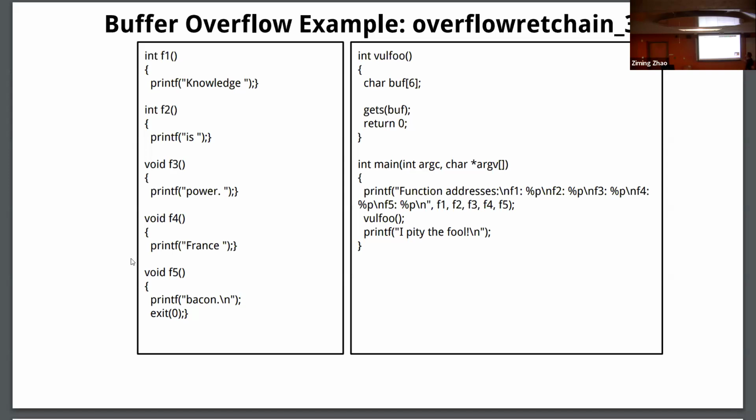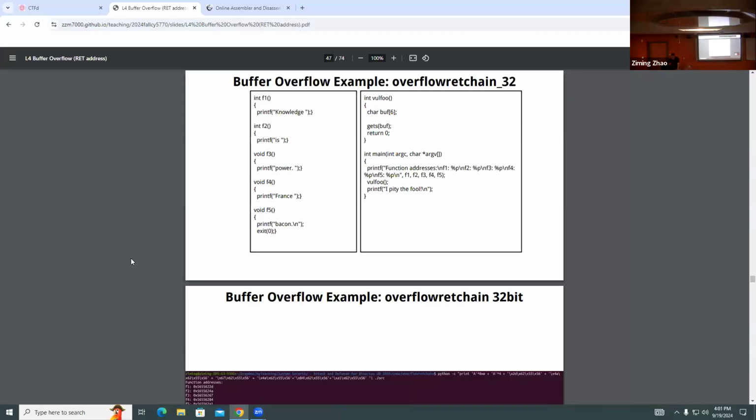So we have the vulfu here, the same buffer, and we print out the address for all the functions. The goal here is we're going to chain those functions together and print this out. So obviously we first return to F1, then F2, F3, F4. Then we need another is, right? France is bacon. So we're going to return to F2 again, then F5. And we just need to put their addresses together, one by one, right? So let's do this.